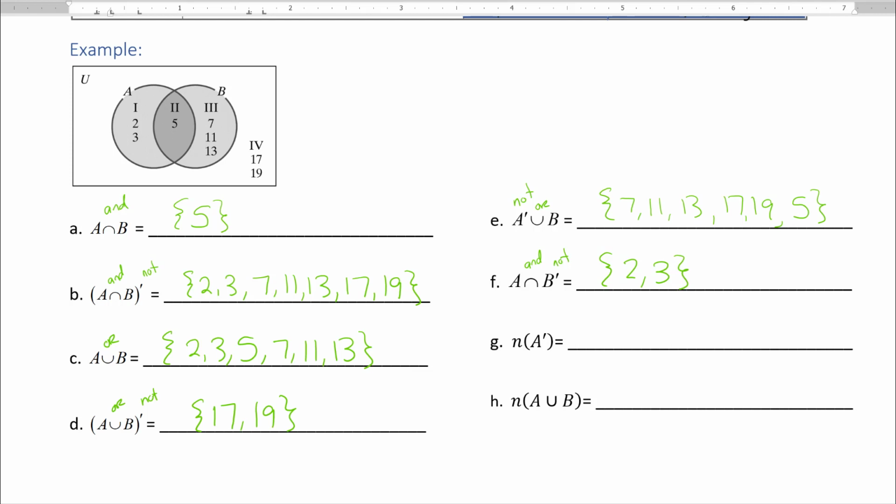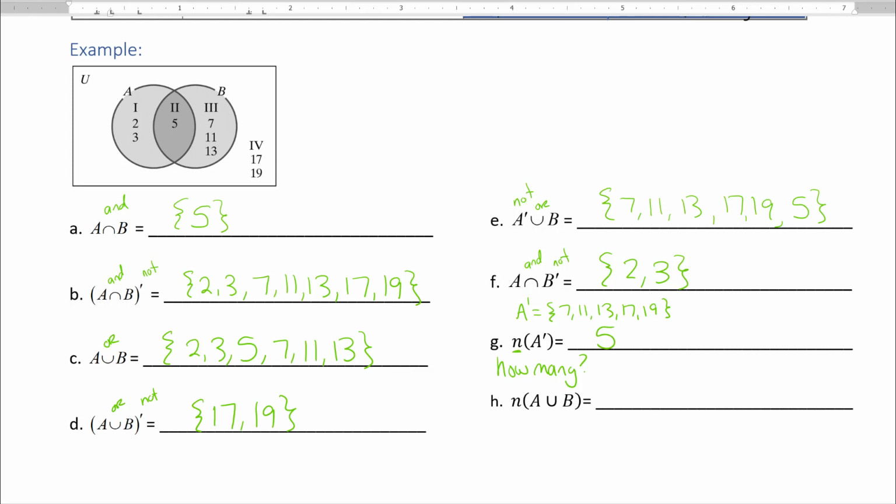Okay, n of A prime. Do you remember what this n is? This is cardinality. So this is talking about how many elements. Okay, how many elements are in A prime? Well, if we're talking about A prime, let's just list it real quick. A prime is anything that's not in A. So 7, 11, 13, 17, and 19. Those are all of the elements in my picture that are not in A. How many elements are there? 1, 2, 3, 4, 5. So it looks like the cardinality of A prime is 5.